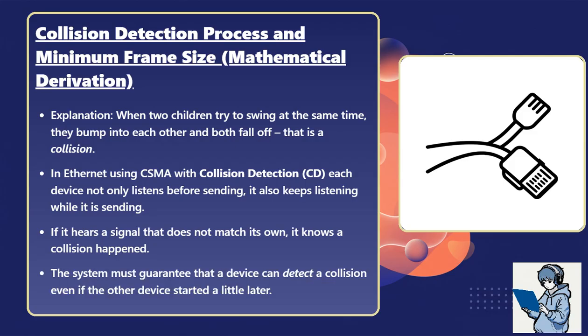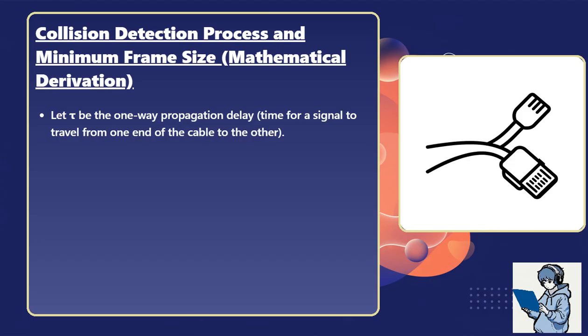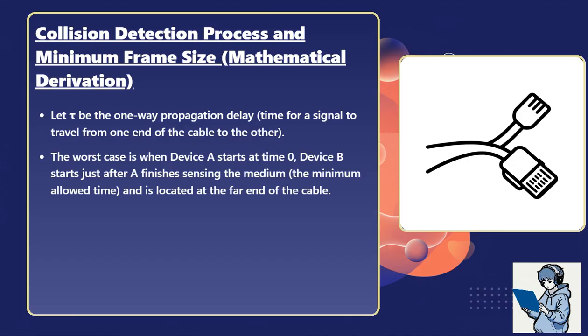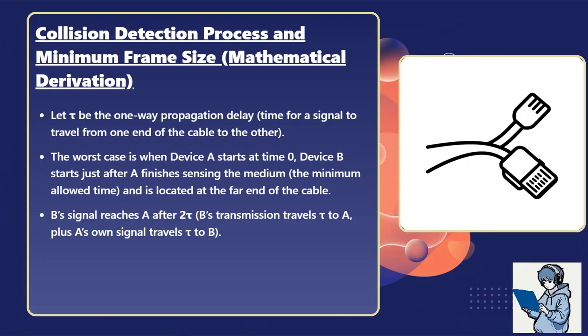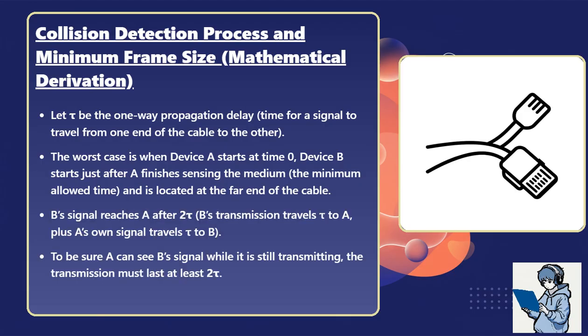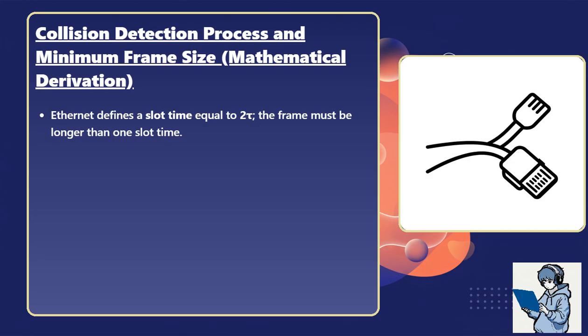The system must guarantee that a device can detect a collision, even if the other device started a little later. Let tau be the one-way propagation delay. The worst case is when device A starts at time 0, device B starts just after A finishes sensing the medium, and is located at the far end of the cable. B's signal reaches A after 2 tau. To be sure it can see B's signal while it is still transmitting, the transmission must last at least 2 tau. Ethernet defines a slot time equal to 2 tau. The frame must be longer than 1 slot time.